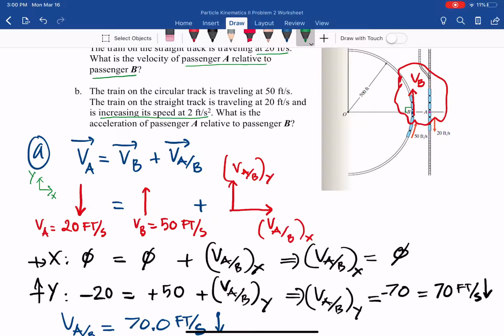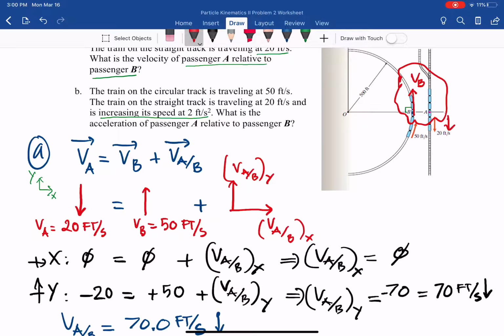So when the acceleration is increasing, it means the direction of that acceleration should be similar to the direction of the motion. So what does that mean here? As you can see, the straight track is going down, so the motion is going down. The train is accelerating because it is increasing speed, so the acceleration will be the same as the motion.